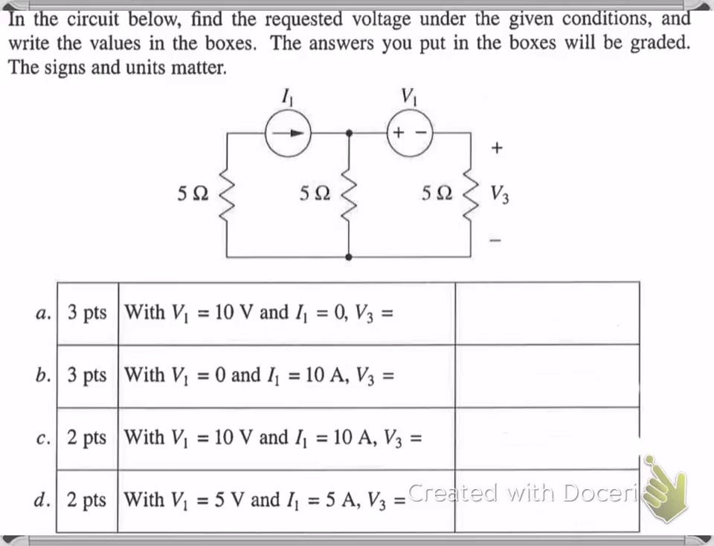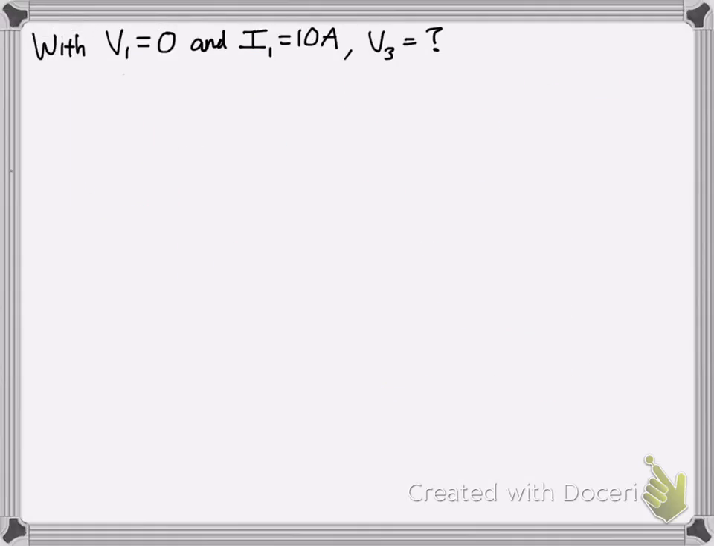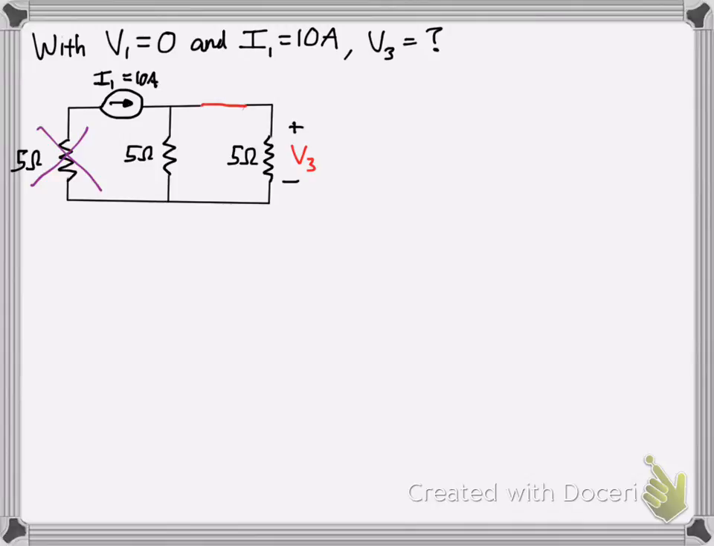Now let's set up another scenario. Part B asks, the battery V1 is 0, so there's no battery pretty much, and the current source is now 10. So let's look at that. This is part B. With the battery being 0, it's pretty much just saying now there's just a wire there. That's all it means. And then I1 equal to 10, we just plug in 10 amps there, and we solve for V3.